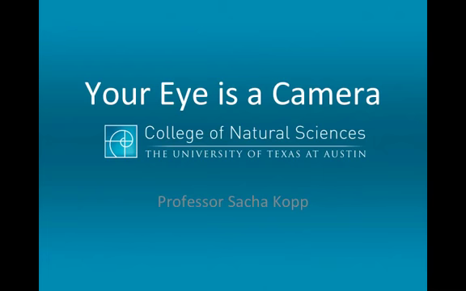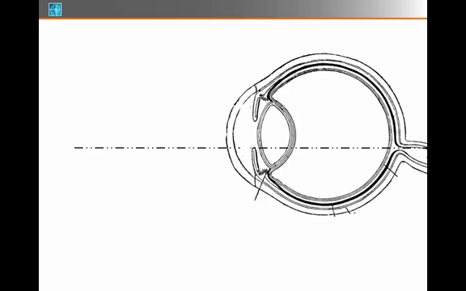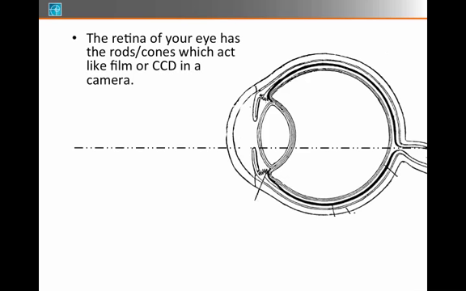It turns out your eye is very much like a camera. Your eye has a number of features like the cameras we've discussed up till now. The retina, at the very back of your eye, has the rods and cones which act like a film or a CCD in a camera. That's the thing that's taking the picture or capturing the light.